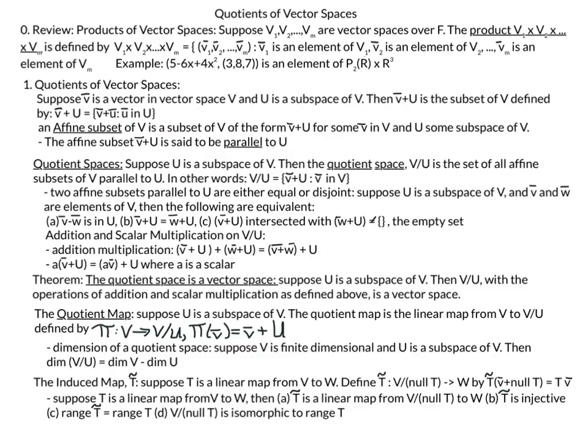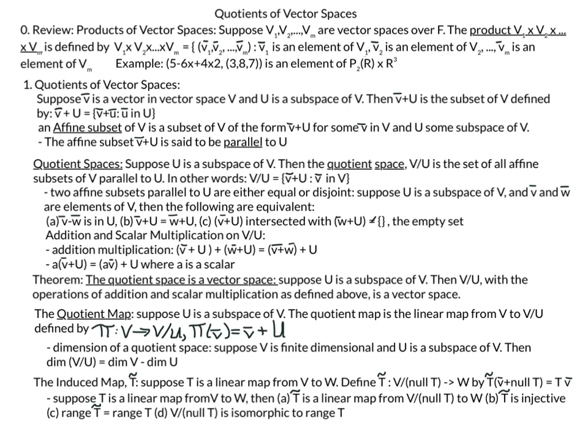To review what we've covered in this video, we talked about quotients of vector spaces. The first thing we did is we reviewed products of vector spaces. Suppose V1, V2, ..., Vm are vector spaces over a field F, then the product V1 cross V2 cross up to Vm is defined by the m-tuple of vectors (v1, v2, ..., vm), where the first vector v1 is an element of the first vector space, the second vector v2 is an element of the second space, and essentially the ith vector vi is an element of the ith vector space.